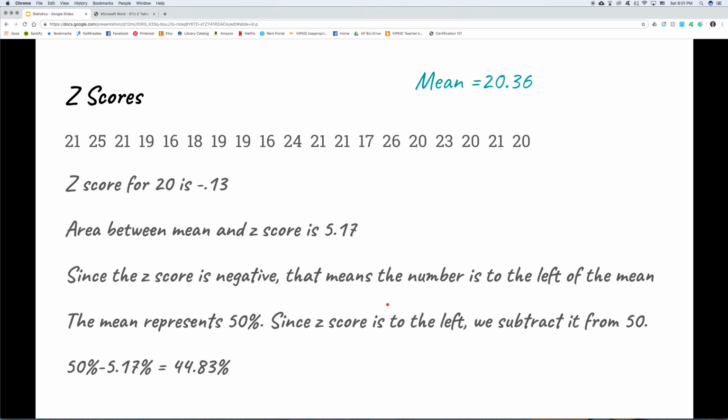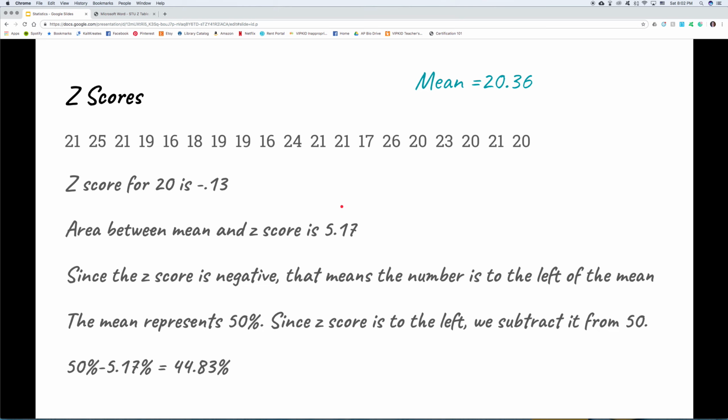Now, to calculate those percents, this is where it gets complicated, so don't freak out. Breathe. We're going to get through this. So the z-score for 20 is negative 0.13. Then you look at the table. So you can look at the table B1 in the book, or you can look at this table that I'm about to give you here in a minute. So the z-score is negative 0.13.